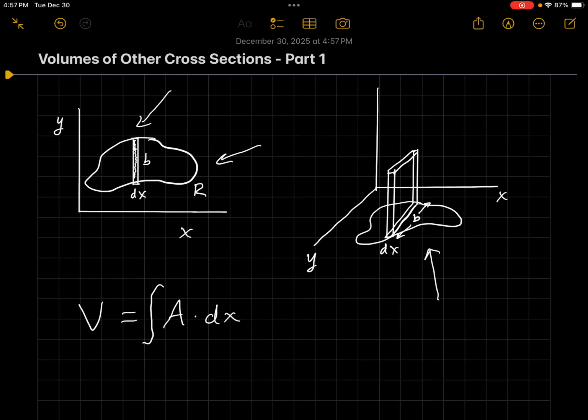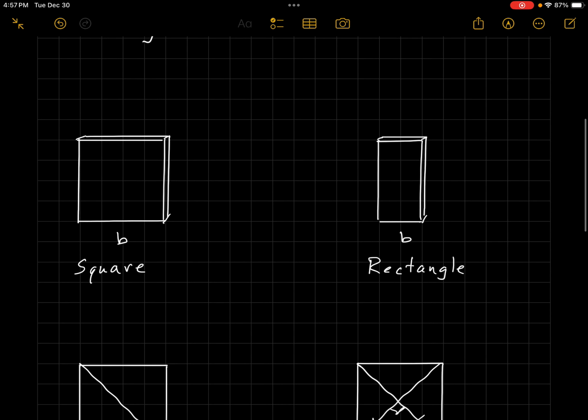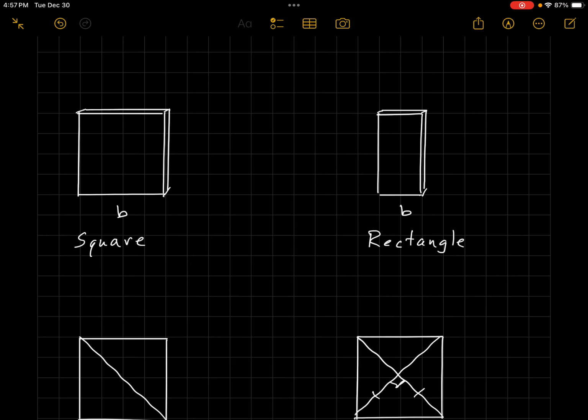So in this video, I'm going to go over just a few basic shapes. You probably already know these, but these are the most common ones that get asked. Let's start with a square.